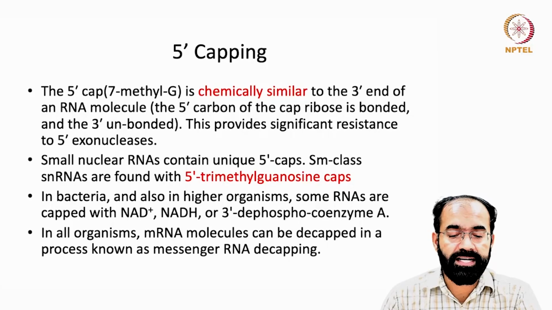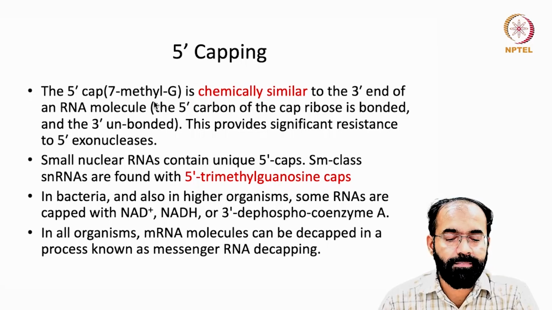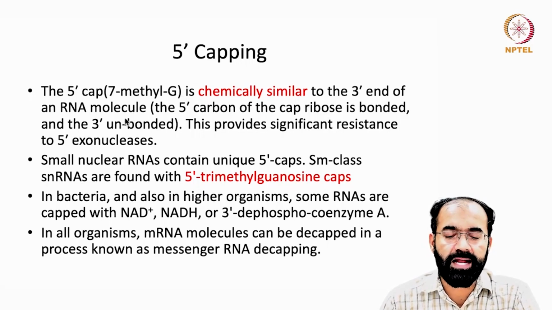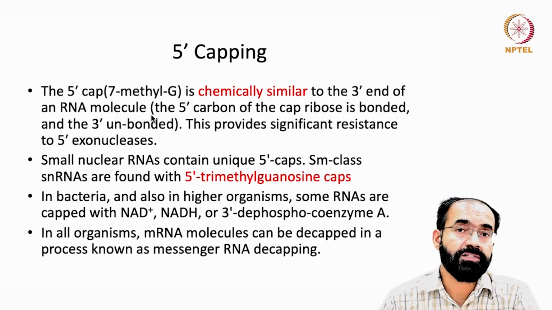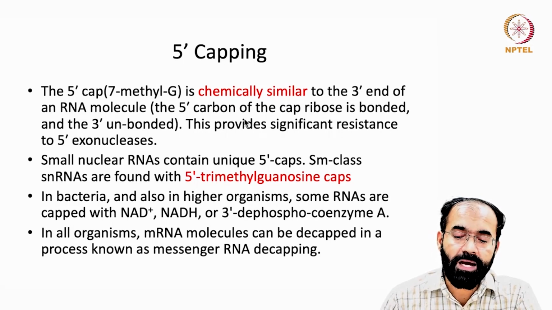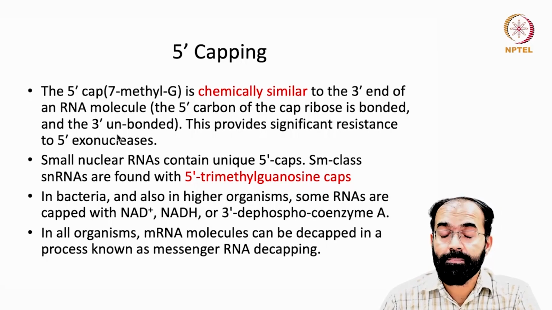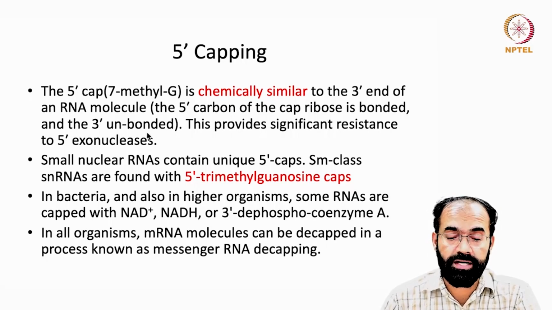So let us see in more detail about the 5' capping. The 5' cap, which is nothing but 7-methyl G, is chemically similar to the 3' end of an RNA molecule. Like I told you, this nucleotide's 5' is now bound with the 5' of the RNA. So instead of head to tail, you have a head to head fashion, so that the tail is exposed, and the 5' carbon of the ribose that is bonded with the 3' remains unbonded.